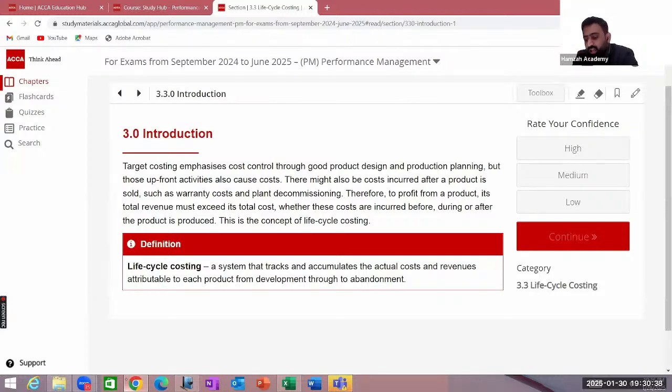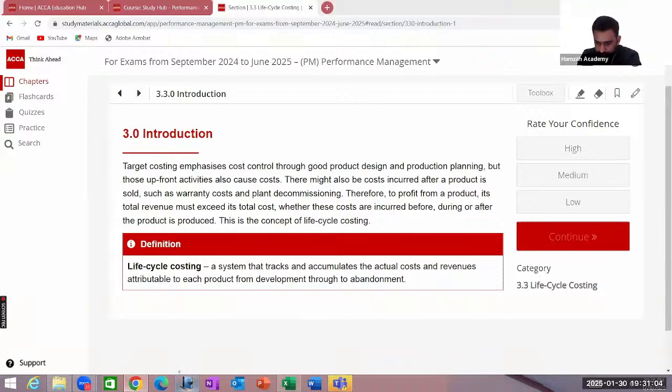So this concept is life cycle cost. The definition of life cycle costing is a system that tracks and accumulates the actual cost and revenue attributable to each product from development to abandonment. That system is known as life cycle costing.